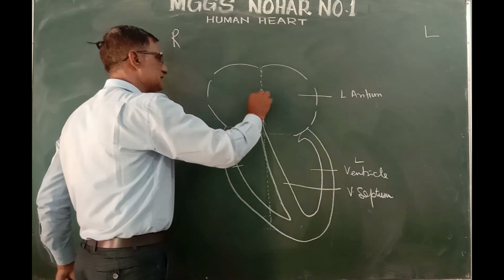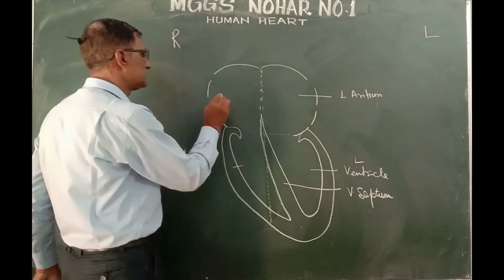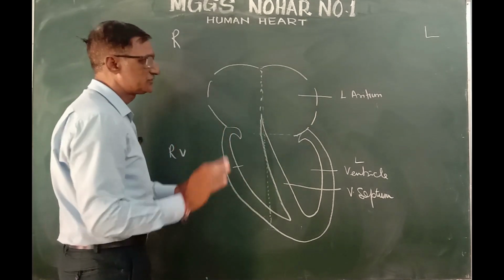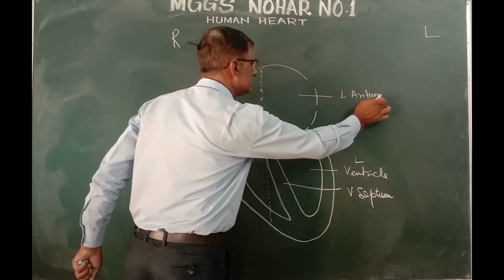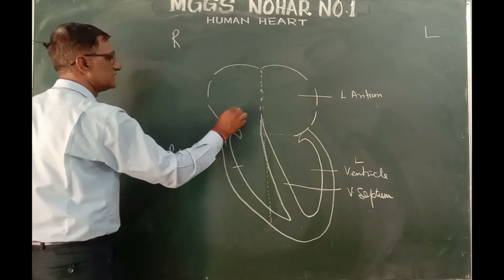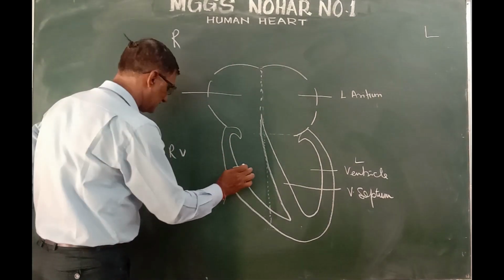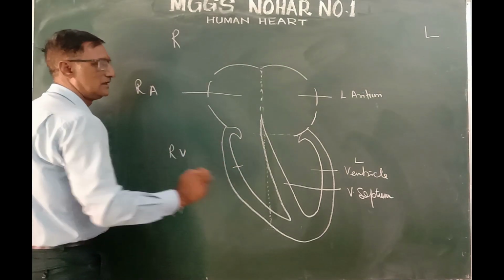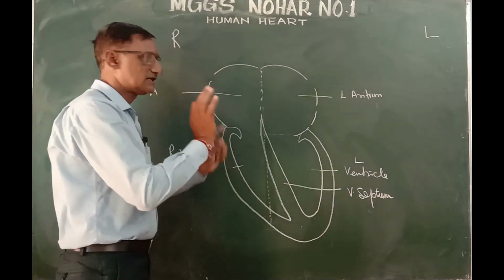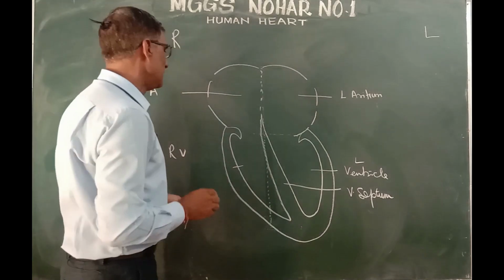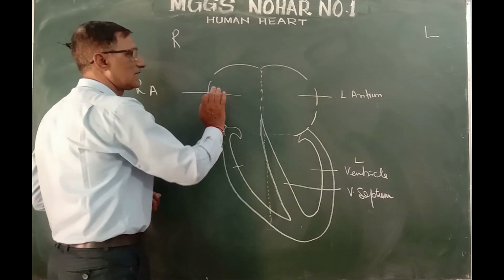Now, there is also a septum called the atrial septum. Now we have the four chambers. This is the left atrium and this one is the right atrium. And this part is the right ventricle and this is the left ventricle. These are the four chambers. Okay, now come to the upper story. They are called the atrium.